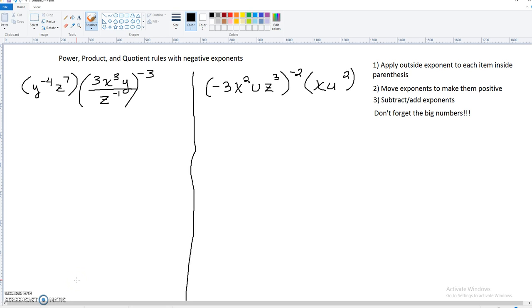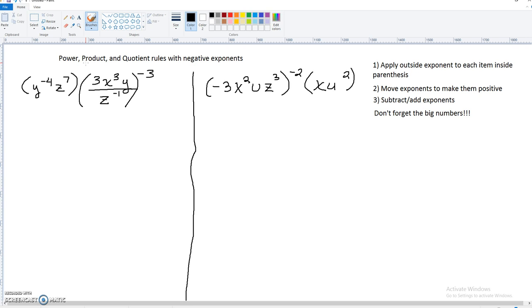Power, product, and quotient rules with negative exponents. I've listed our steps, which of course is to apply the outside exponent to each item inside parentheses. We're going to need to move the exponents to make them positive, and we need to add and subtract the exponents, or in other words, simplify. We need to make sure that we're not forgetting our big or our whole numbers in the process.